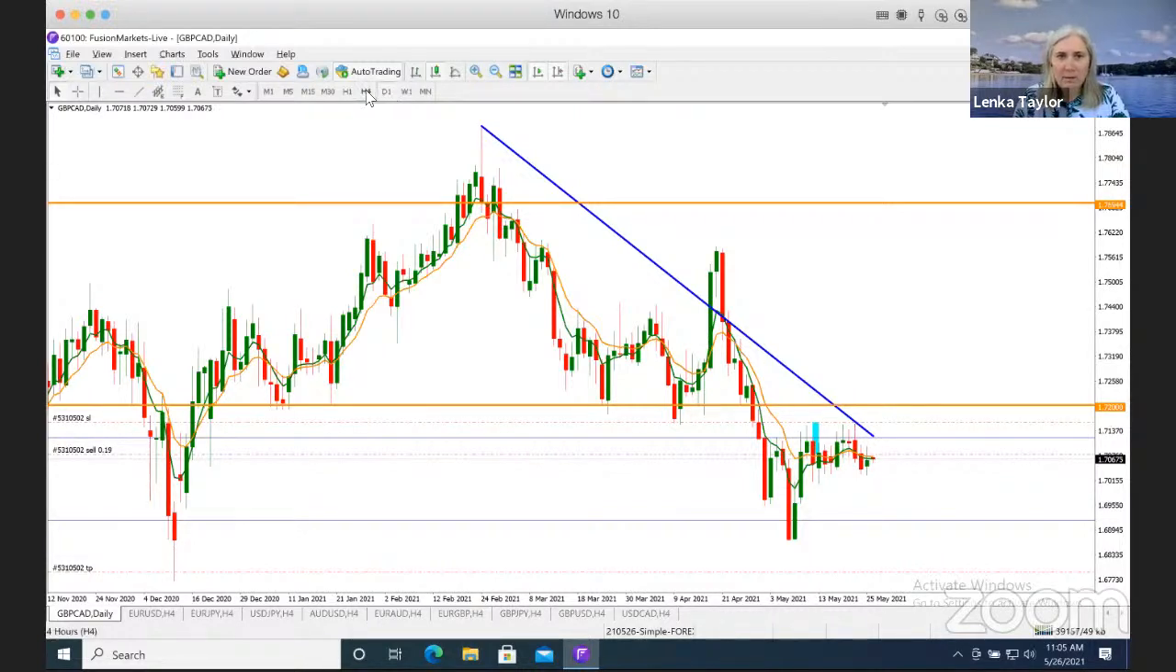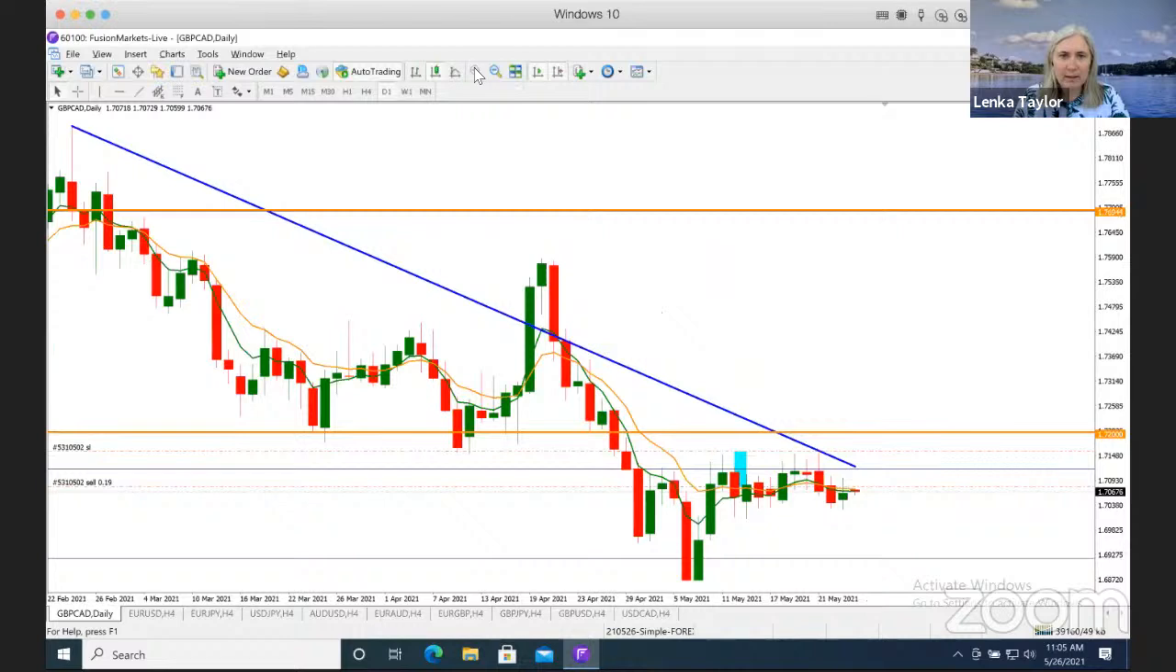Here, you can probably enter, say on the daily, let me annotate that. On the daily, you could enter a few pips below that engulfing and stop loss just above the engulfing. And if it comes down, that would be a good entry. That's on the daily.